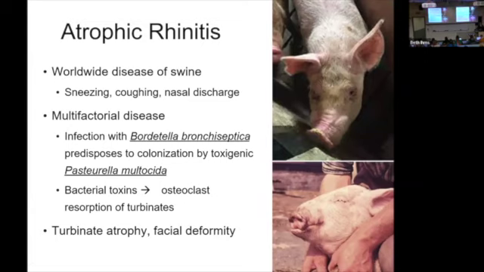Atrophic rhinitis is a very economically important worldwide disease of pigs. The key sign is deformation of the snout and the face with turbinate atrophy. So this is a multifactorial disease. It's infection with Bordetella, and that kind of lowers your respiratory immunity, and then you get colonized by specific toxigenic strains of Pasteurella multocida. And those toxins that this guy produces cause the osteoclast to actually resorb the turbinate. So you're losing bone in here, and that's why the face becomes deformed.